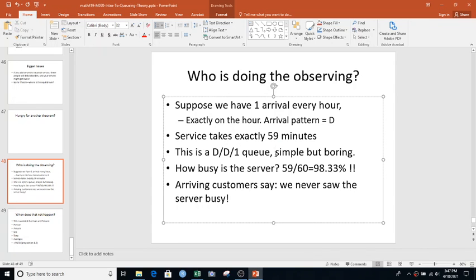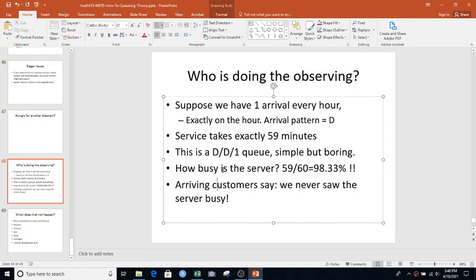How busy is the server? If you ask the server how many minutes of each hour do you work, they would say, I work 59 out of 60 minutes each hour, so I am 98% busy. But if you ask the customers how busy is the server, they say, we never saw the server busy. Every customer says, when I got there, the server was not busy. And when I left, the server was not busy except for me leaving. So that's a big discrepancy between how busy the server feels and how busy the arriving customers see the server.